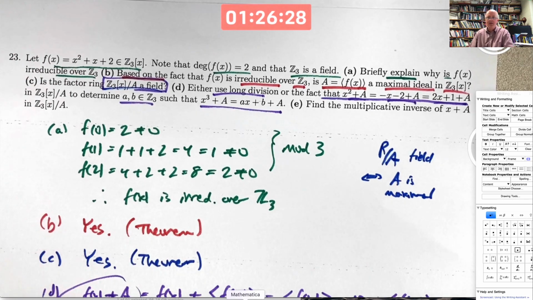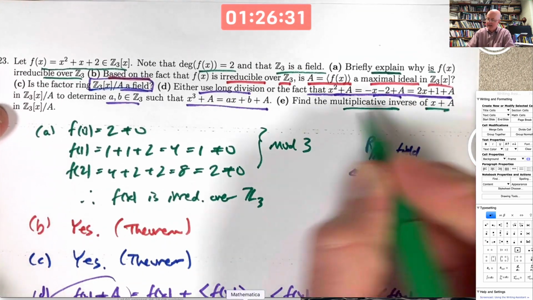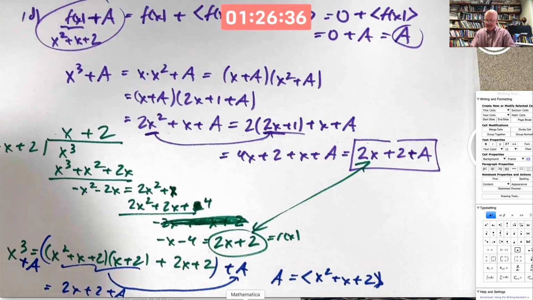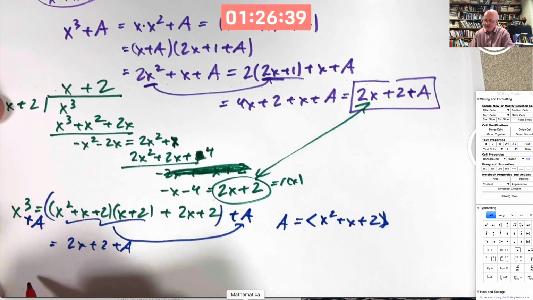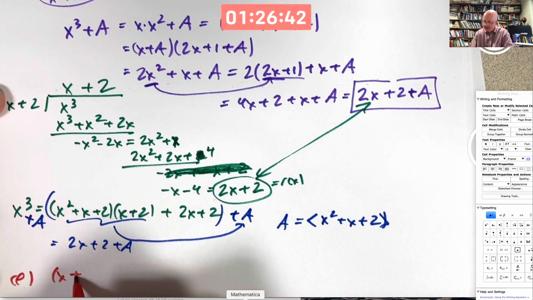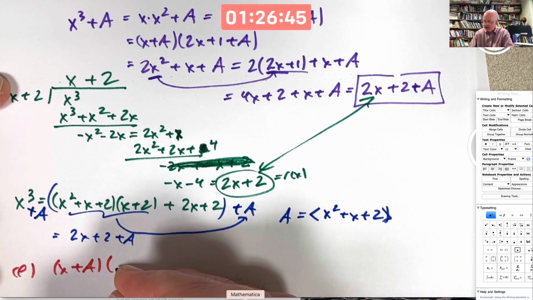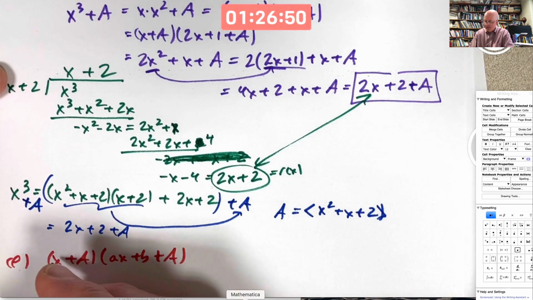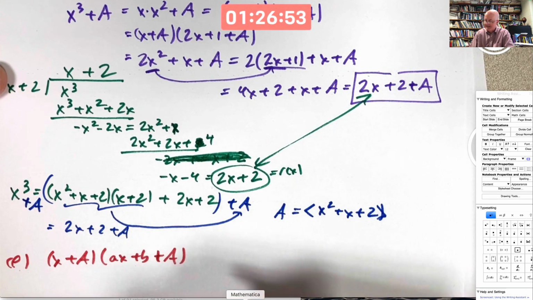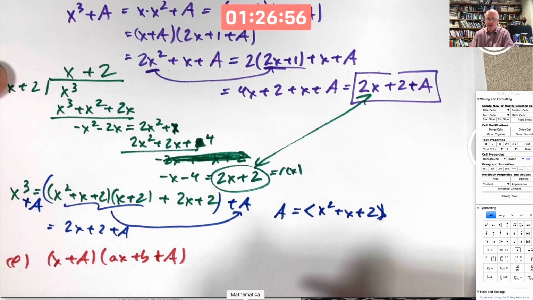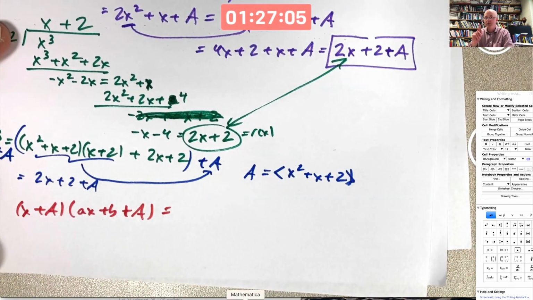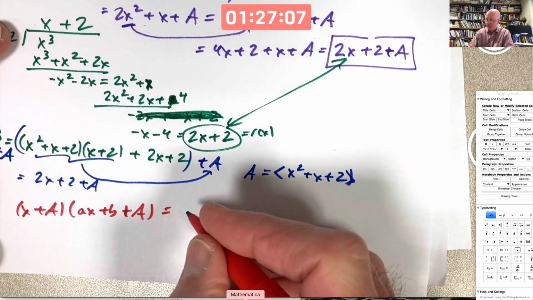Part E, find the multiplicative inverse of x plus A in this ring. So we need to multiply x plus A times an arbitrary element in the factor ring, call it ax plus b plus A. I can write all my elements as a linear polynomial plus the capital A, which is the principal ideal generated by x squared plus x plus 2, essentially by generalizing what we did in part D. So the goal is to figure out little a and little b to make this equal to 1 plus A, which is the unity of the factor ring.